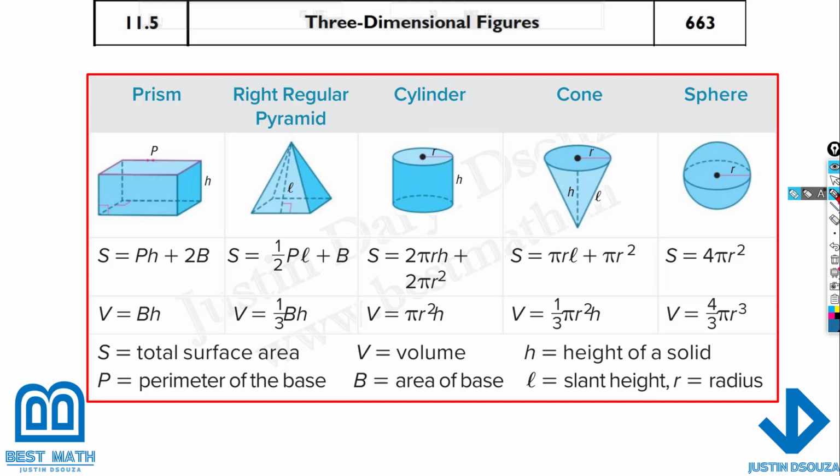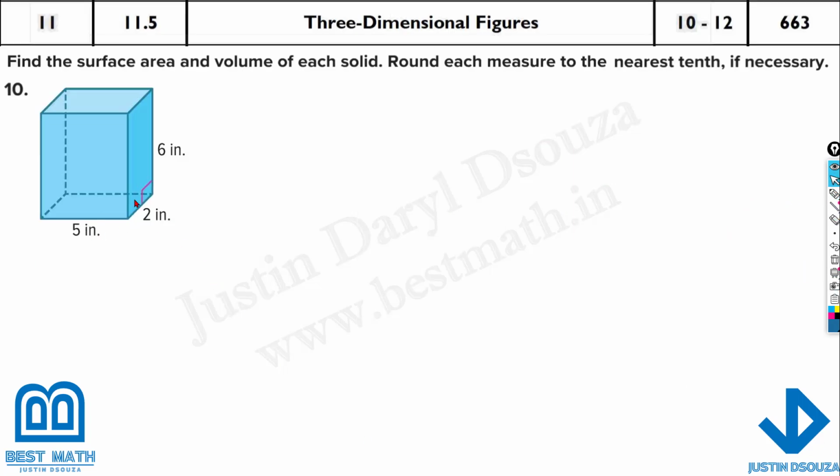Here we have a rectangular prism and the base is 5 and 2. So let's find the perimeter.